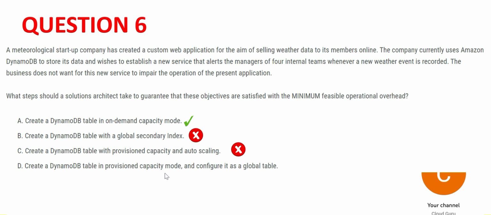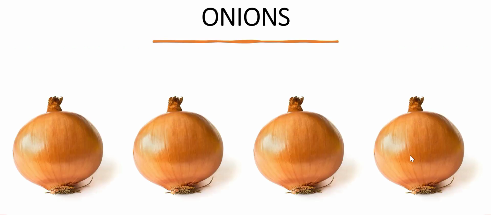D is saying that you use provisioned capacity mode and configure it as a global table. See, provisioned capacity mode will never work here, because of how it works. Take this onion example: if I have 2 onions, I will not go to the market. But if I see that I have already utilized one and I just have one remaining, I'll go to the market and get 2 more onions. So that is a target kind of thing. In provisioned mode, it will constantly compare with the target, and the moment you see that the target will be breached, you try to scale up.